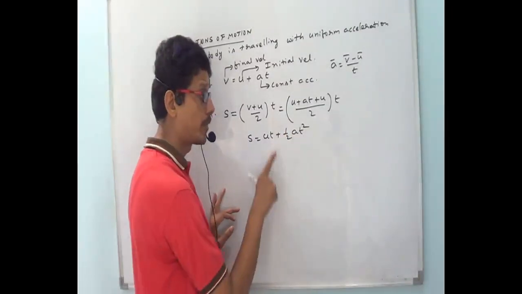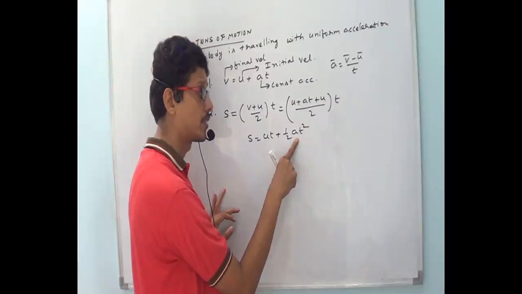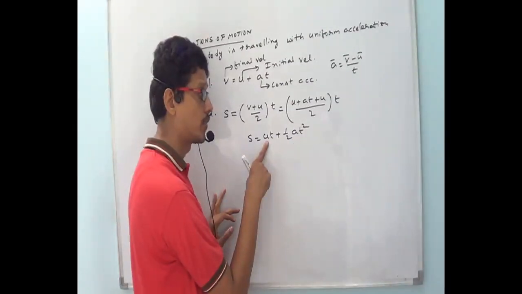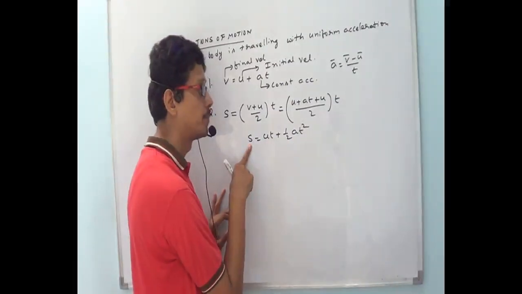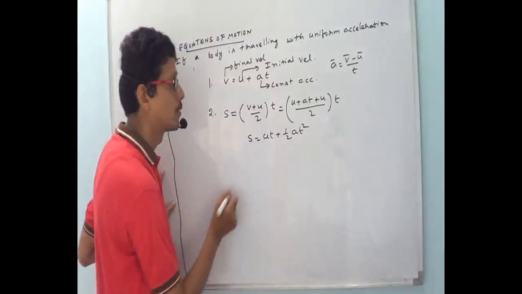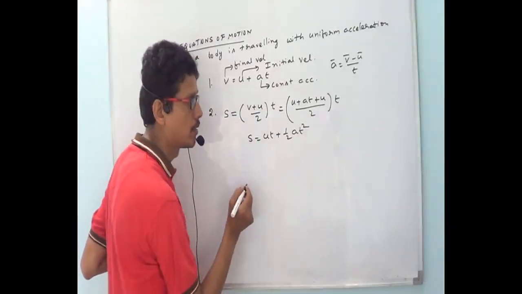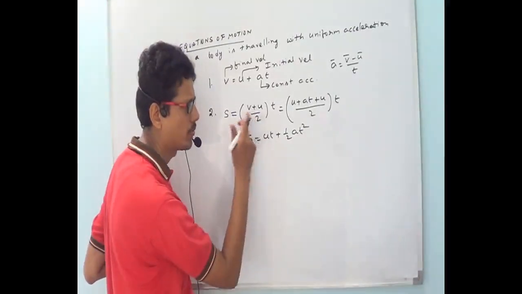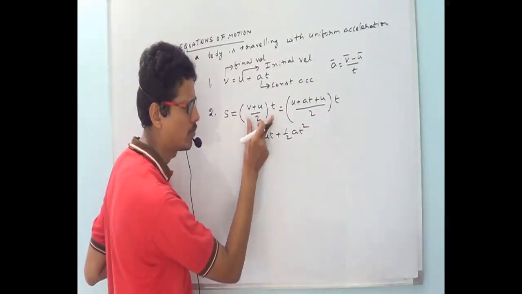And if in the problem time is given, acceleration is given, initial velocity is given, you can calculate the displacement now. So even you have to remember this average velocity: if initial velocity, final velocity is given, time is given, directly you take this.